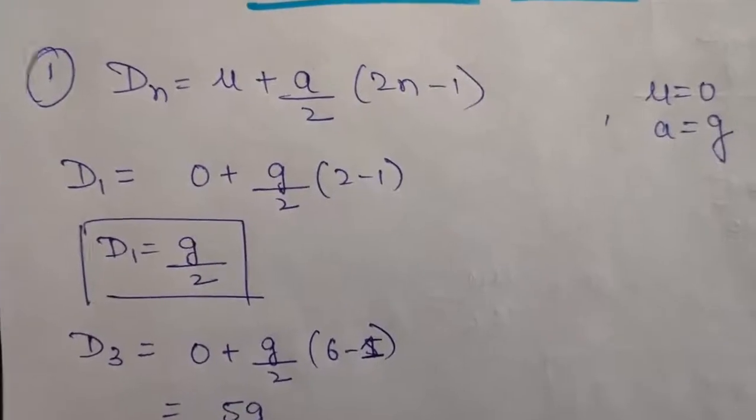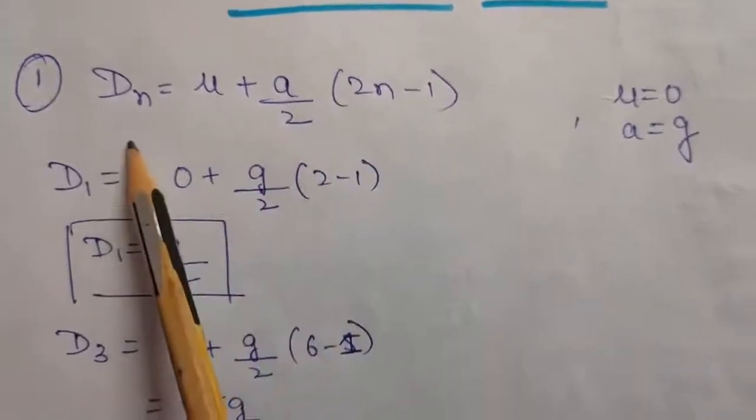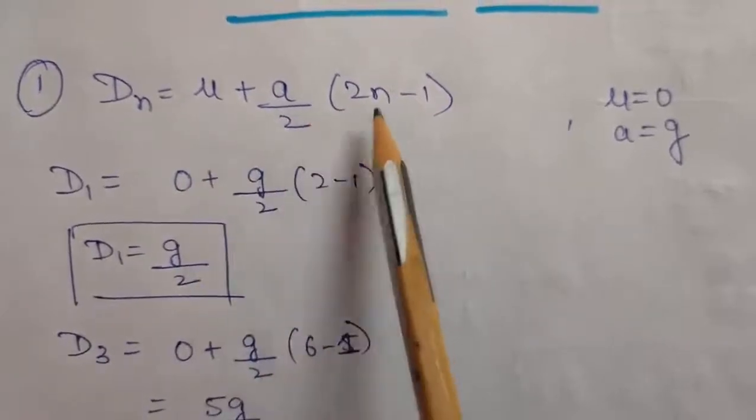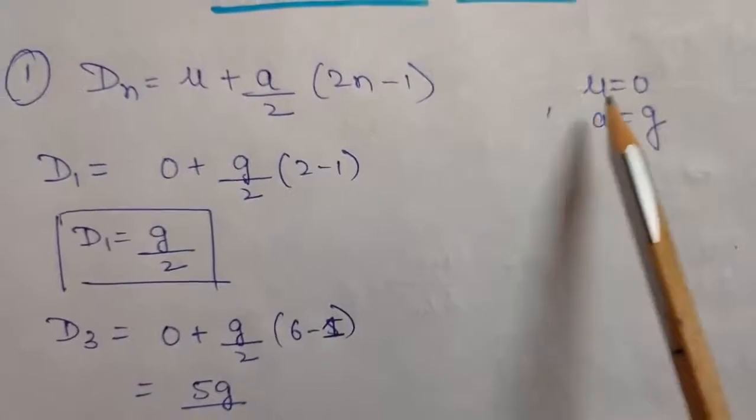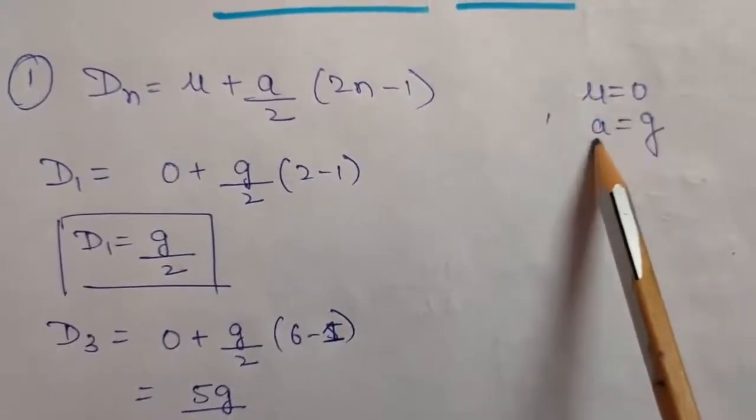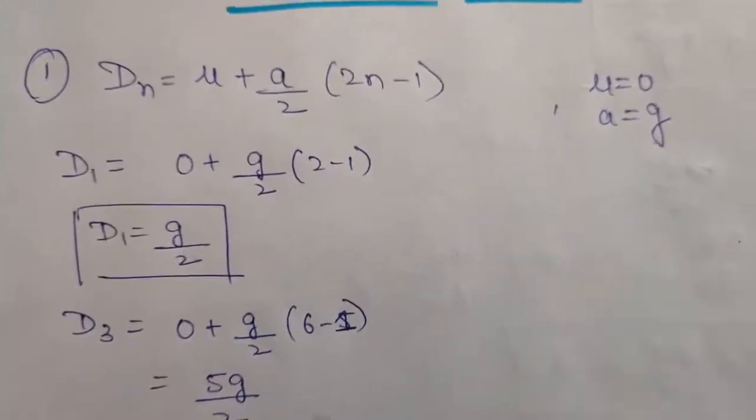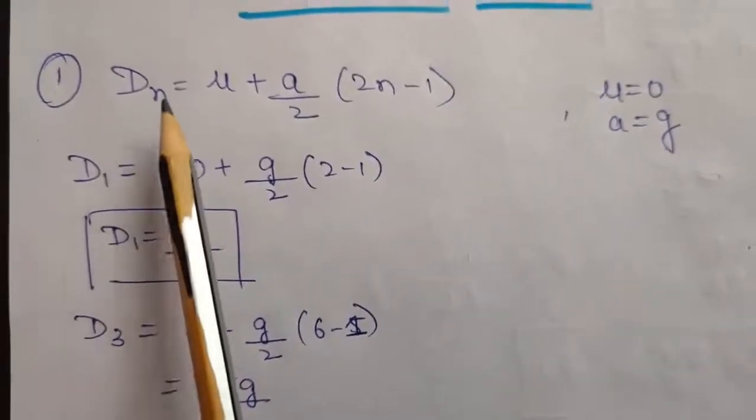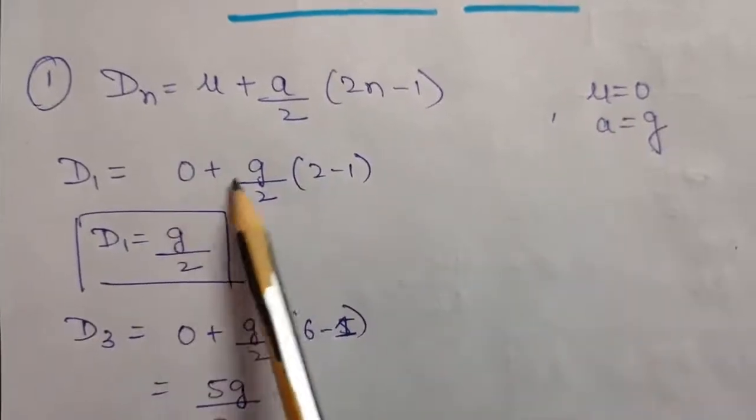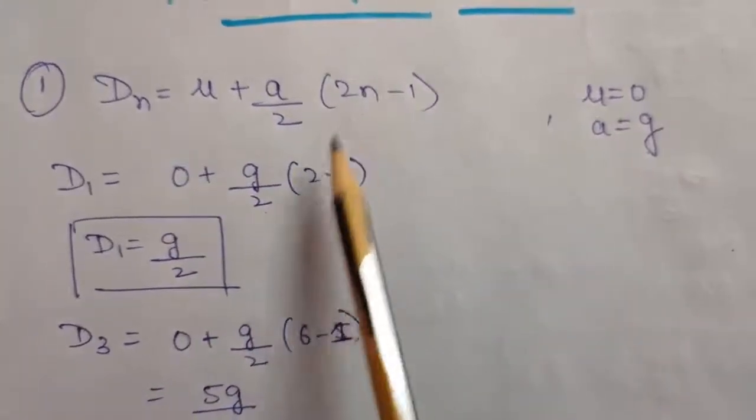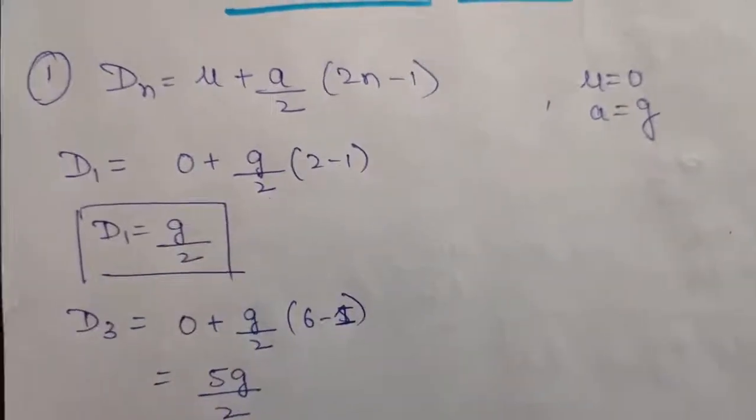Okay, so as you know, the distance traveled in nth second is given by the formula dn is equal to u plus a by 2 into 2n minus 1. As it is starting from rest, that means initial speed, that is u, is 0, and acceleration will be equal to acceleration due to gravity. So therefore, to calculate distance traveled in first second, we have to take n to be 1. Putting all these values, u is 0, a is g by 2, 2 into 1 will be 2 minus 1. So d1 will come to be g by 2.